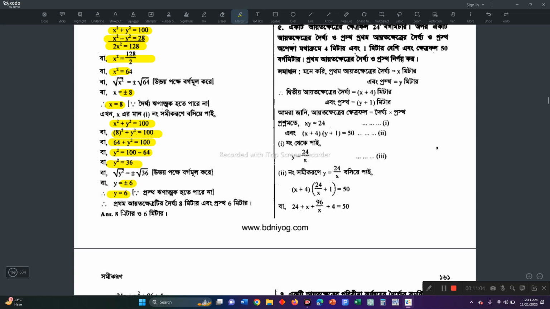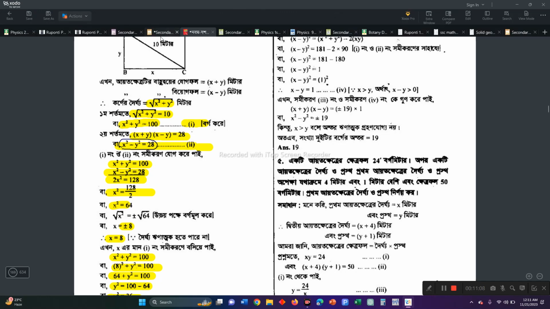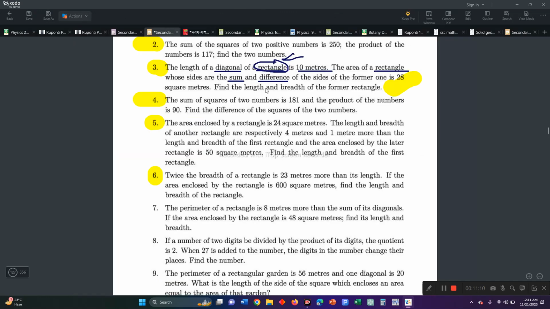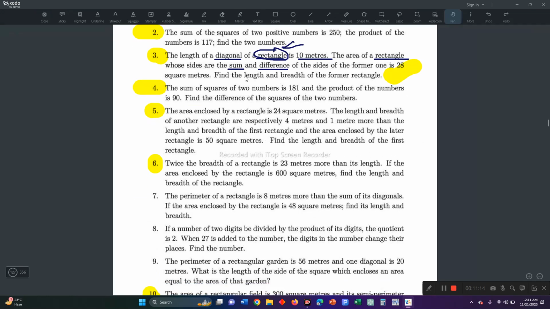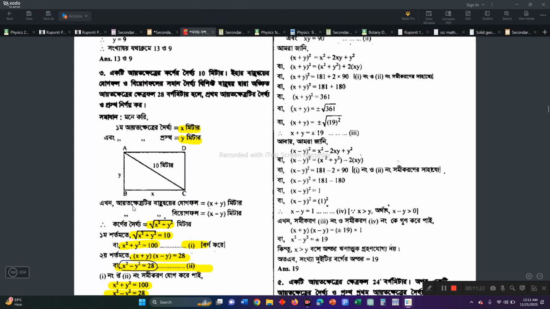So what they have asked us to determine is to find the length and breadth of the former rectangle. Former rectangle means the first rectangle. That means the value for x and y. So we have got the value for x and y. Okay.